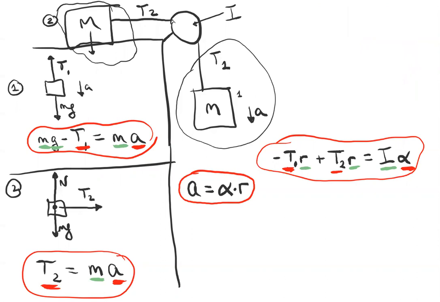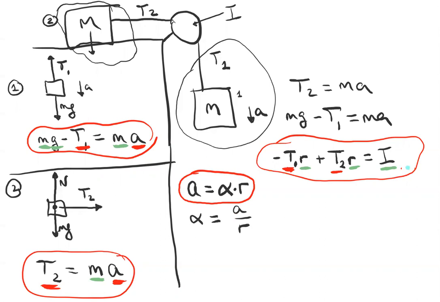Let me write all the equations on top of each other. So I have mg minus T1 is equal to ma. I have T2 is equal to ma. And I know that my acceleration is angular acceleration times r. So from here, I can write angular acceleration is linear acceleration divided by r.